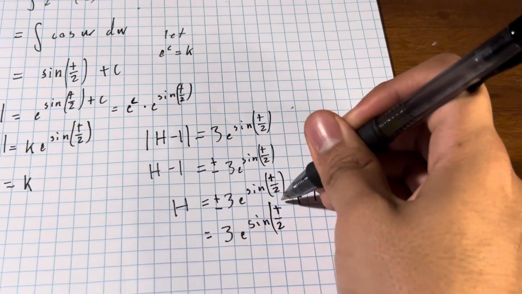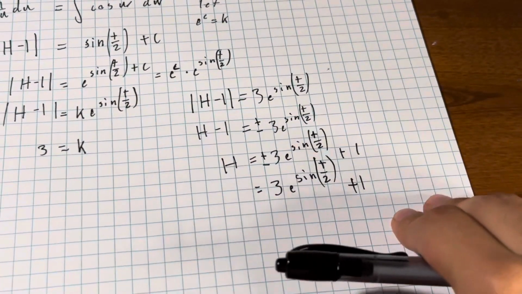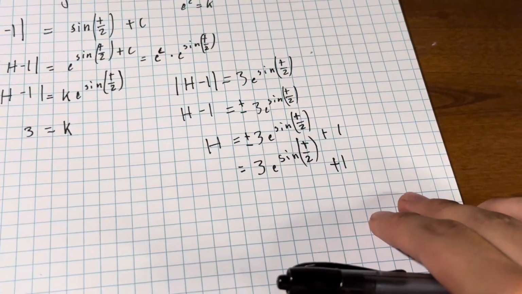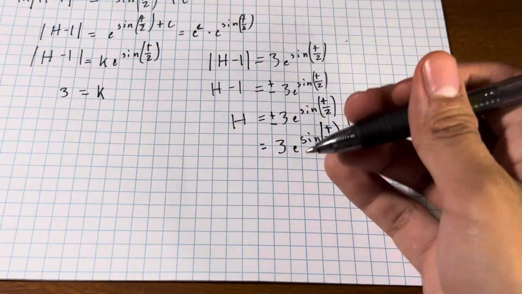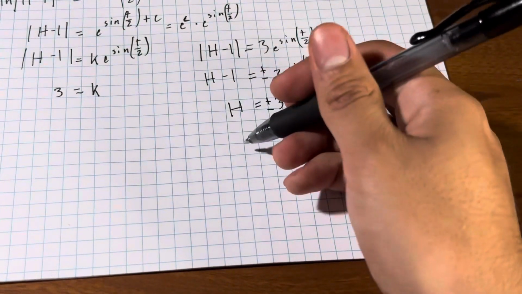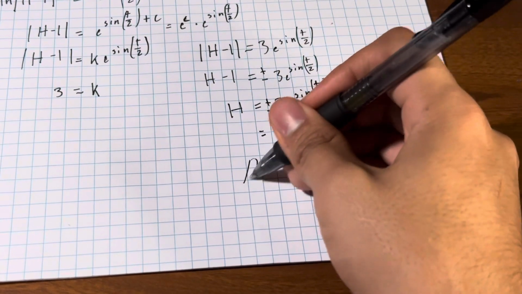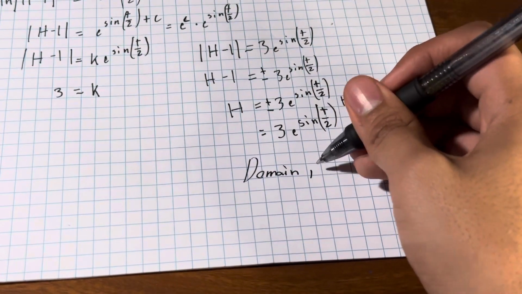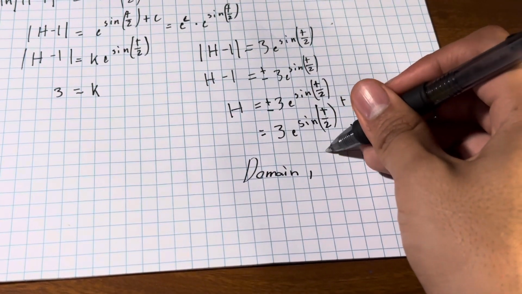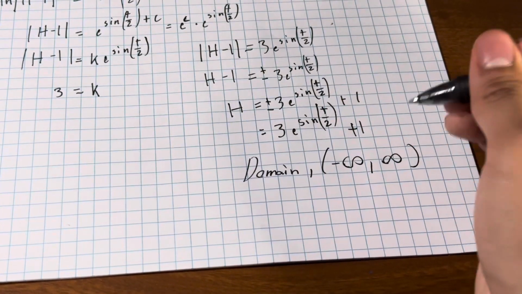And the domain for this is, since t will never be undefined in this, it really can't, so the domain will be negative infinity to positive infinity.